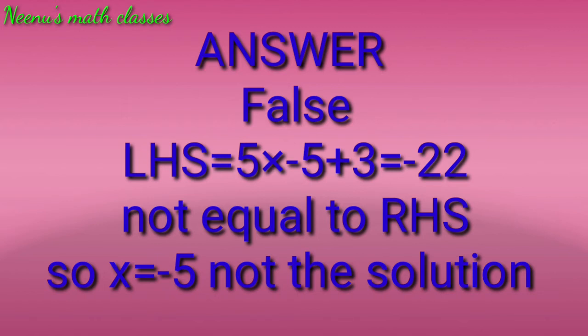That is the solution. So, substituting in the equation 5x plus 3, we got 5 into minus 5 plus 3, that is minus 25 plus 3. We got LHS as minus 22. But we know that RHS is 25. So x equal to minus 5 is not the solution. That is, 5x plus 3 equal to 25, the value of x is not equal to minus 5. That is, minus 5 is not the solution.